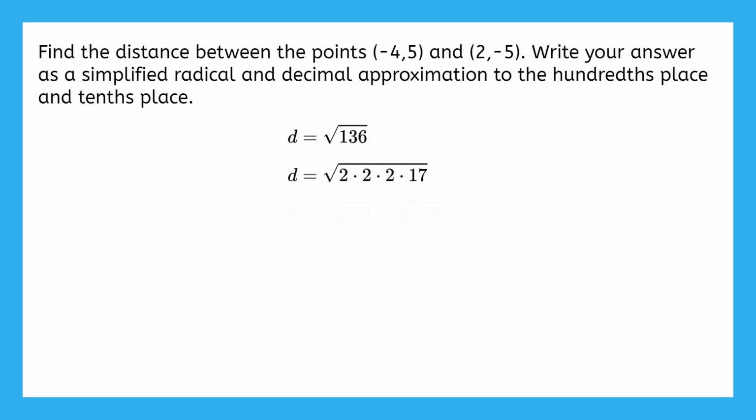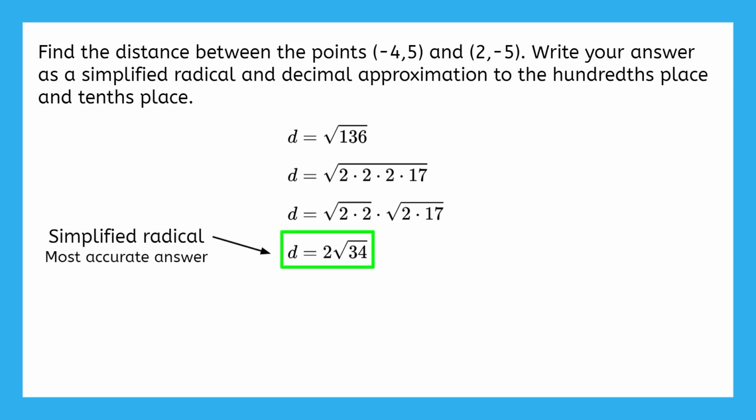Then, we group any pairs together so we can take their square root. The square root of 2 times 2 is 2. And any numbers that didn't have a pair can get multiplied back together, like the extra 2 and the 17. Those multiply to be 34. This is called the simplified radical. And it's the most accurate way to write our answer because we're not rounding.